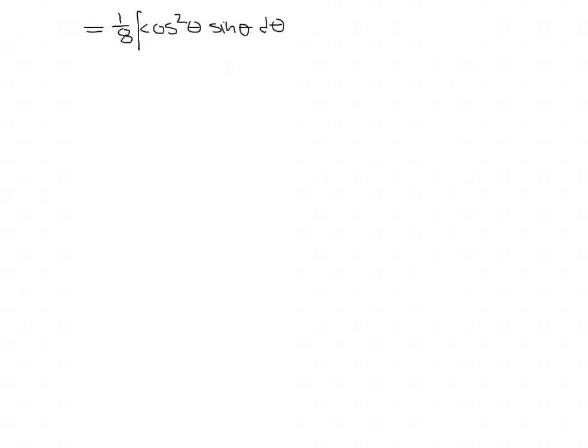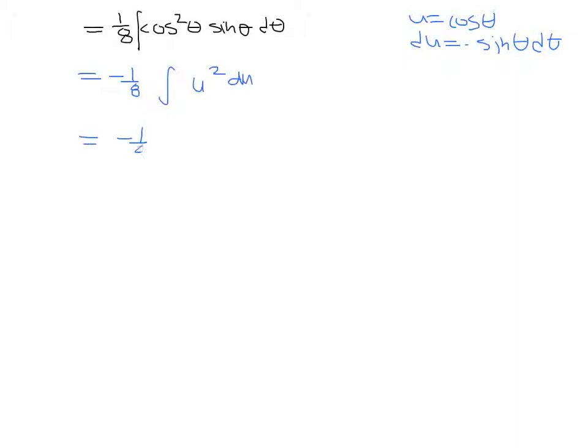Okay, now solving the integral of 1/8 cosine squared theta sine theta d theta, we're going to do a substitution. We'll let u equal cosine of theta. du is negative sine theta d theta. So this becomes negative 1/8 the integral of u squared du, which is negative 1/8 cosine cubed theta over 3, plus c. And then going back to the original substitution, x was equal to 2 tangent, so x over 2 is tangent of theta.